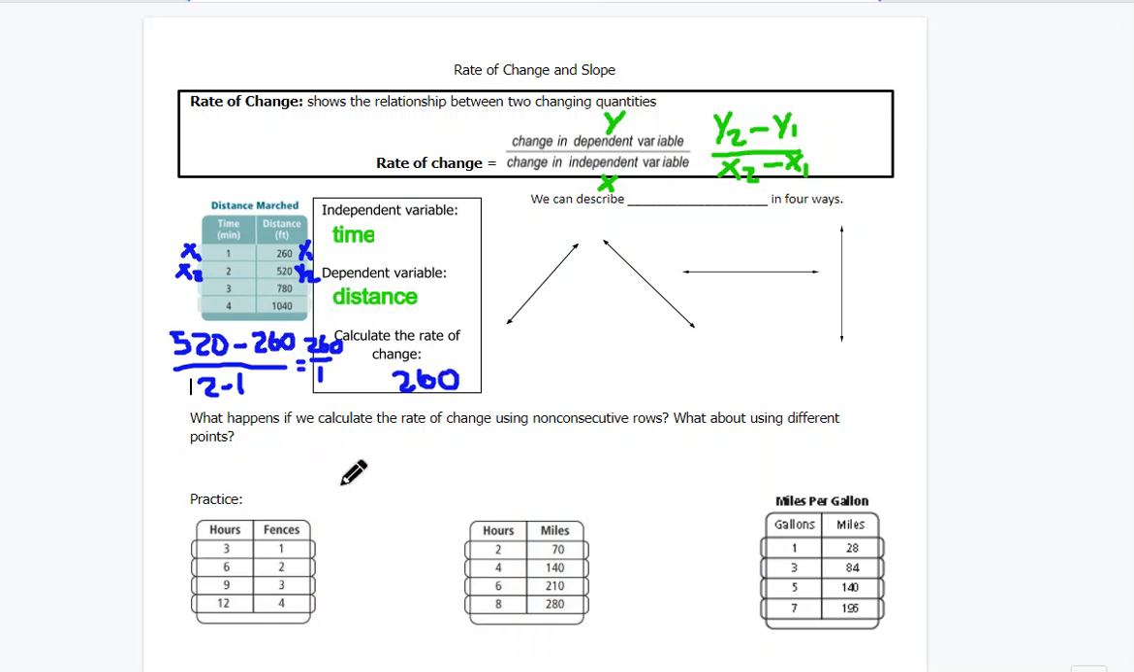All right, pause the video and try these three on your own. Get it checked by a teacher when you are done.